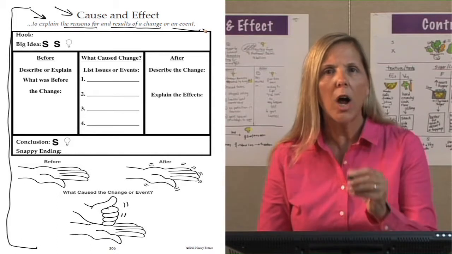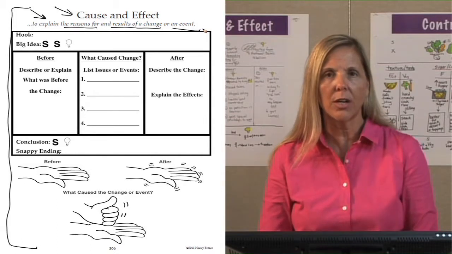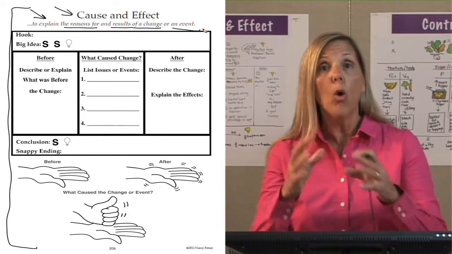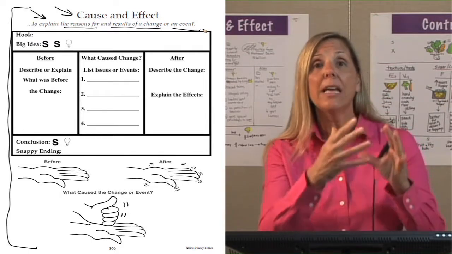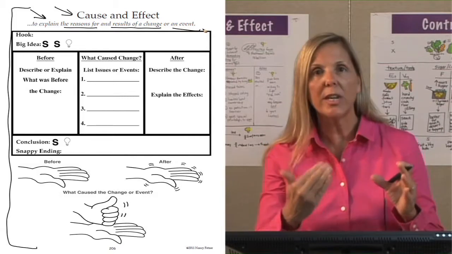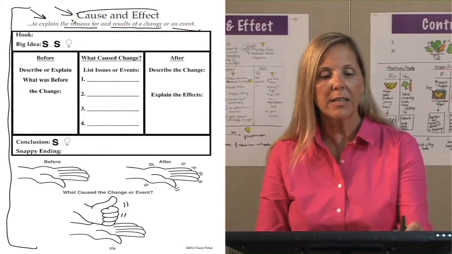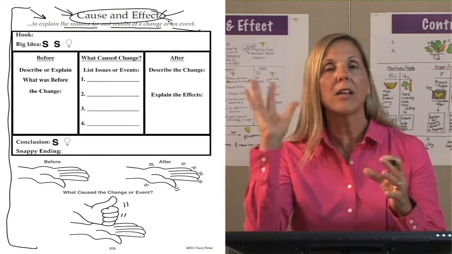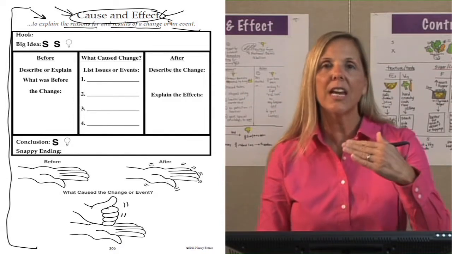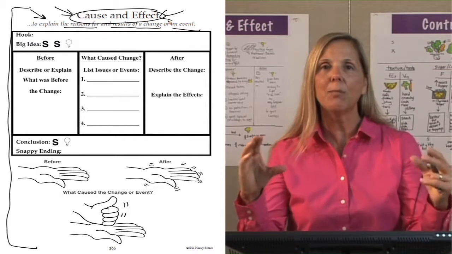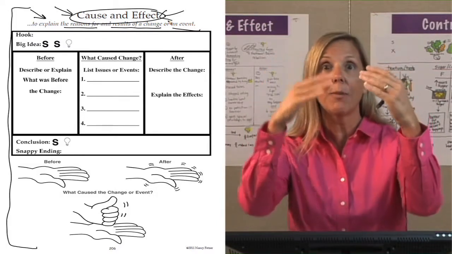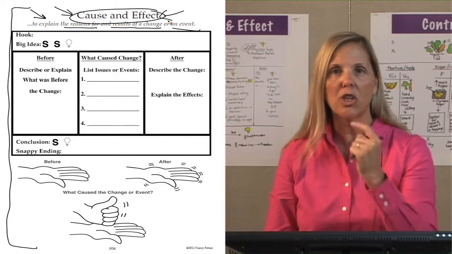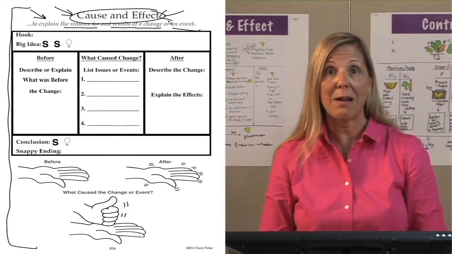So that's why we're using this organizer, because in life, many things change and there's reasons why. Or in life, many events happen and there's reasons why. Cause and effect is teaching us to identify the reasons why there was change. So this is taking us from just information to analyzing information, and the purpose is to identify why something changed or why an event happened.